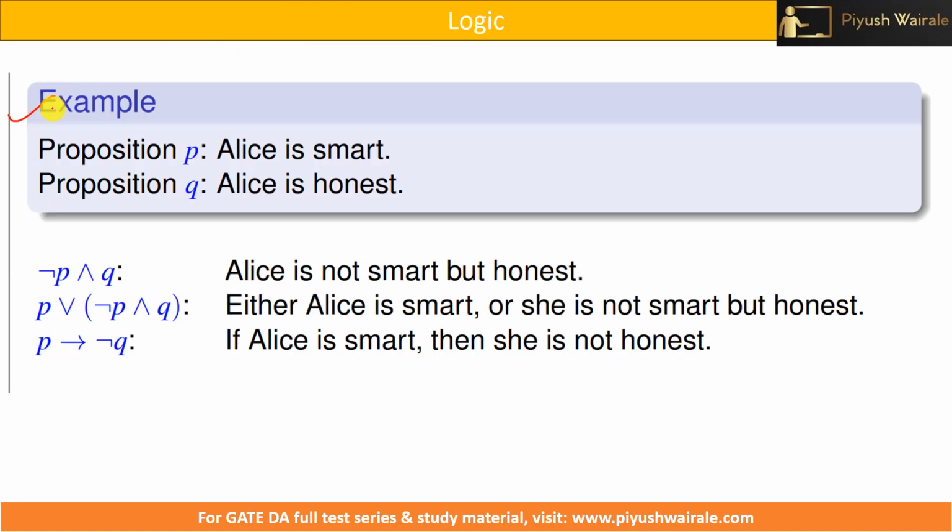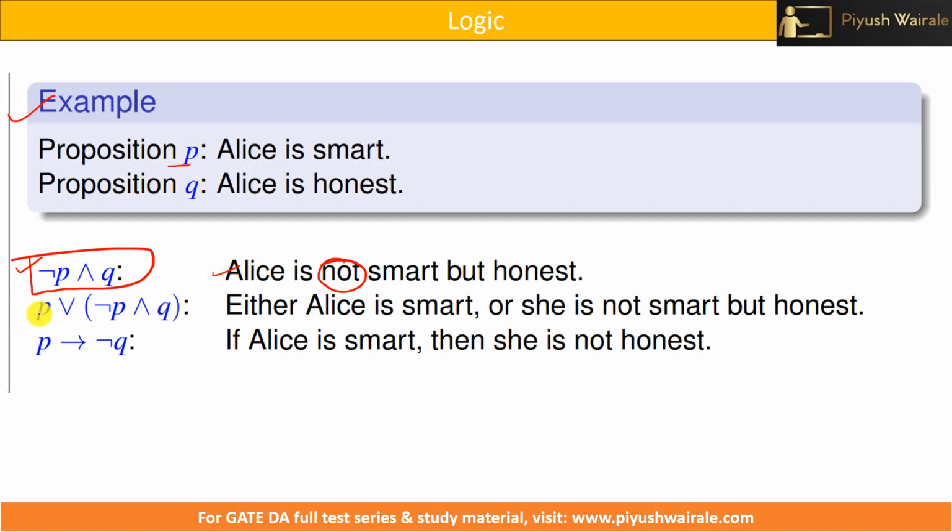Now let us take a few examples. Let us consider proposition P is Alice is smart and proposition Q is Alice is honest. We already discussed this example in the previous lecture. Suppose this expression is given to us, negation of P and Q. So first, negation of P will be performed, that is, P is Alice is smart, so negation of P will be Alice is not smart, right? But honest, it is an and operator, so we can say Alice is not smart and honest. If we say Alice is not smart and honest, it will be a different thing, but Alice is not smart but honest.